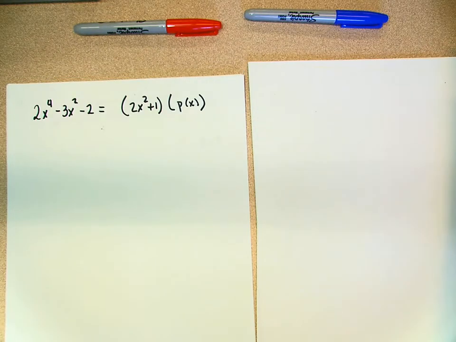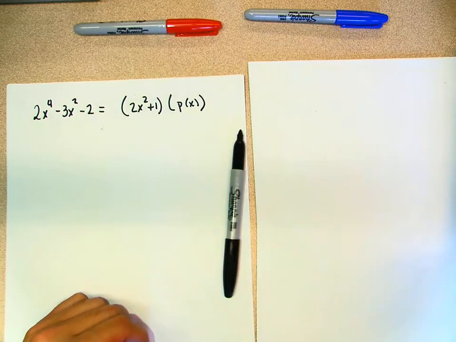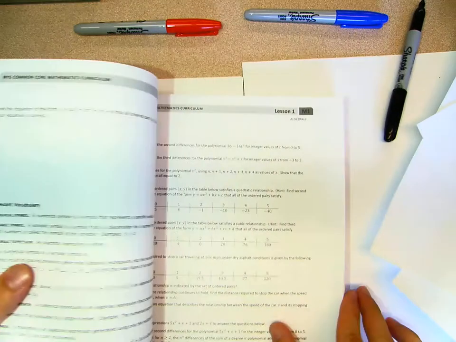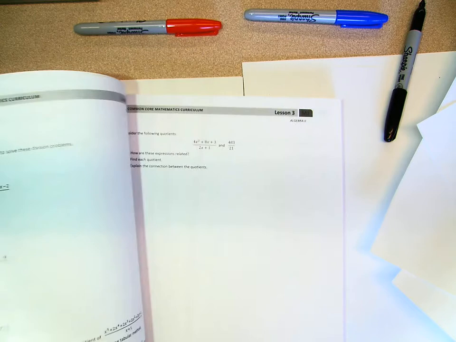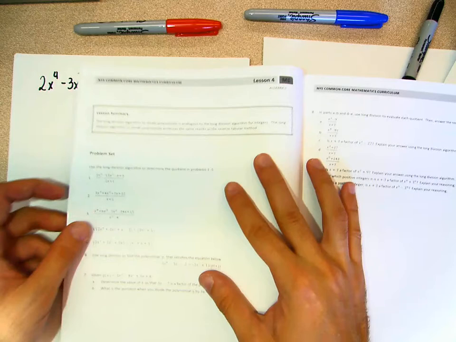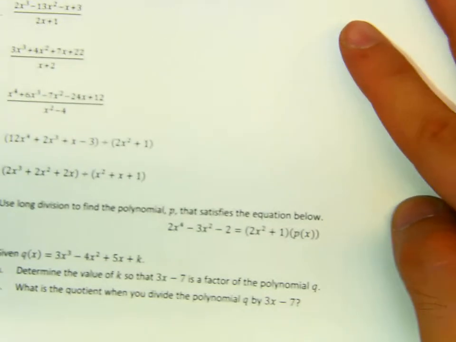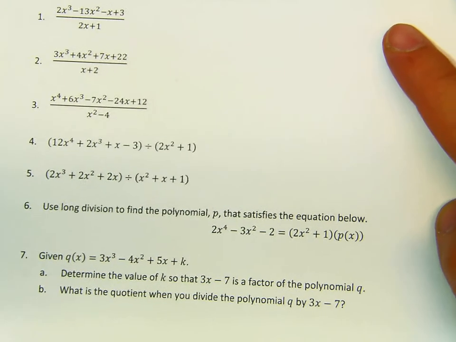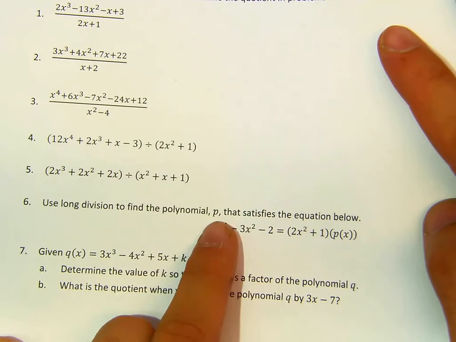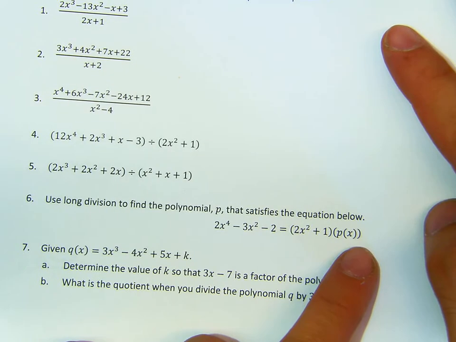Okay, problem 6. What this question is saying, let's read the question together. Let's see. So page S20. Right, okay, let me zoom in to the problem. And let me make this nice. Okay, so it says use long division to find the polynomial p that satisfies the equation: this is equal to this times this.